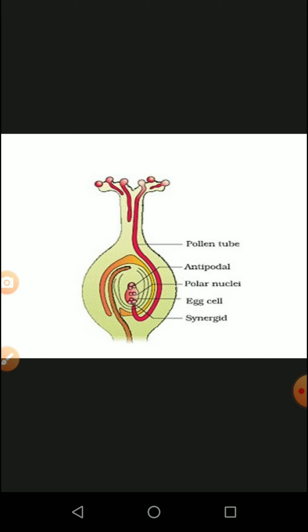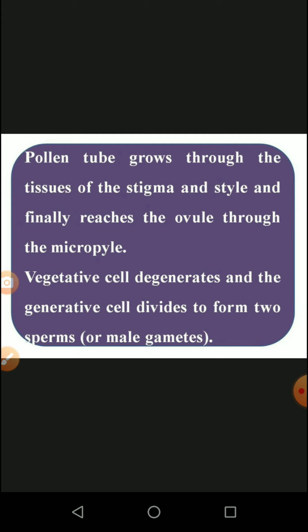So this is the diagrammatic representation which is given in your textbook. The pollen tube grows through the tissue of the stigma and style and finally reaches the ovule through the micropyle. The micropyle is a small opening on the basal side of the ovule. Through the micropyle, water, air and the male gametes enter.